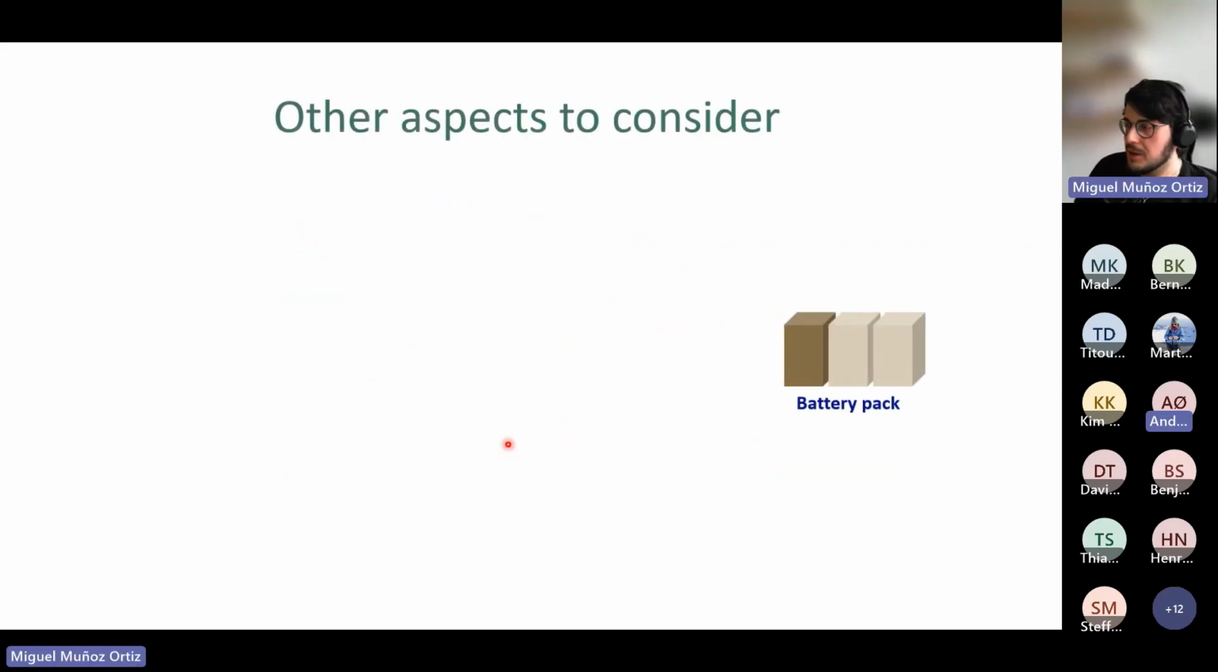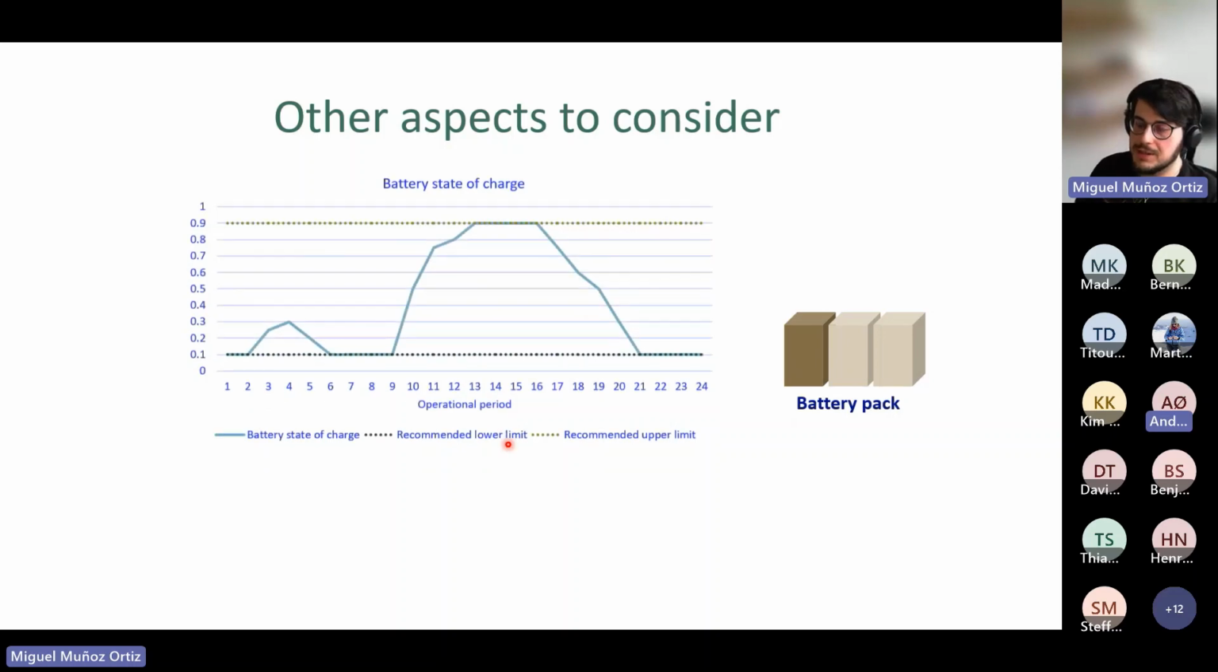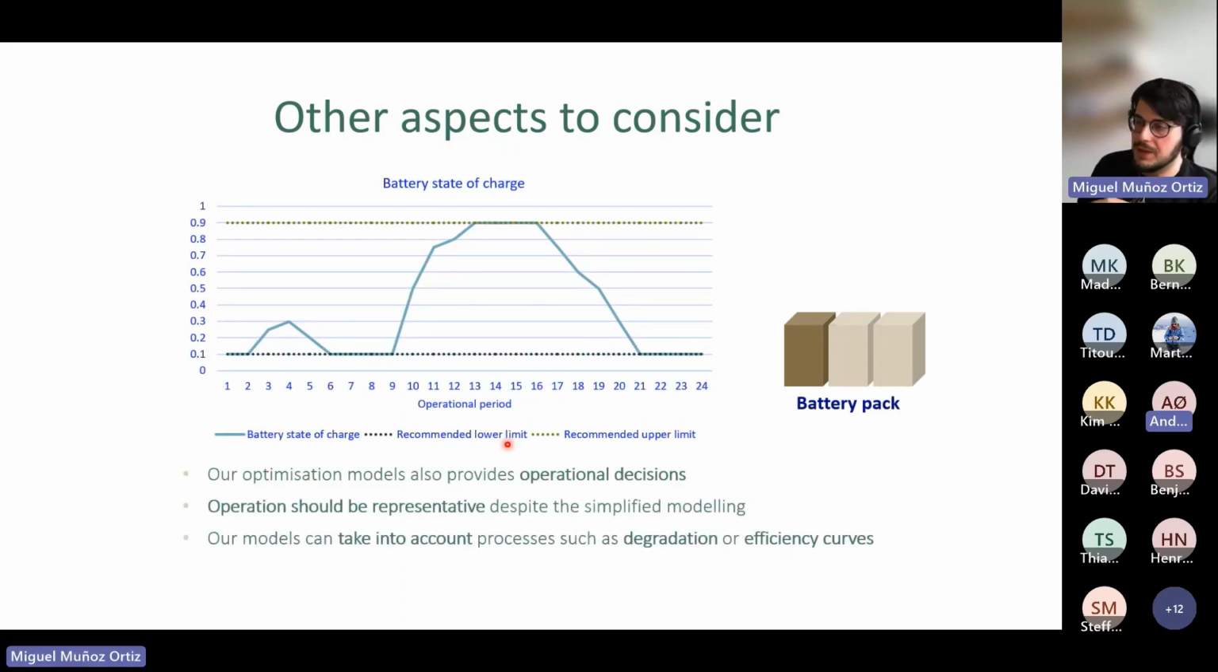As I mentioned before, the model also provides operational decisions. In the case of the battery, it will tell when you operate it, when you charge it, when you discharge it. So it will also be part of the optimization in the operational periods. And as said, operation cannot cover the whole horizon of the investment because you don't have enough data and it can be really complex. The model can be too big. So the operation should be representative despite the simplified modeling.